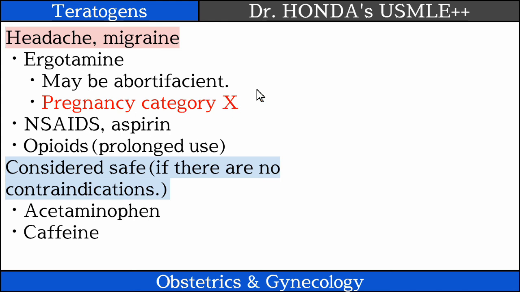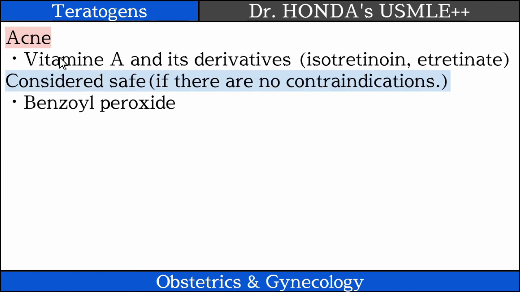So ergotamine is pregnancy category X, so it's contraindicated, teratogenic. And what's considered safe for headache is acetaminophen and caffeine. And for acne, when your patient has acne, you don't want to use vitamin A and its derivatives, isotretinoin, etretinate. You don't want to use them. What's considered safe is benzoyl peroxide.